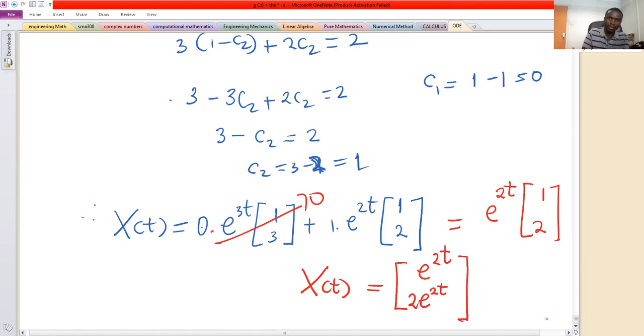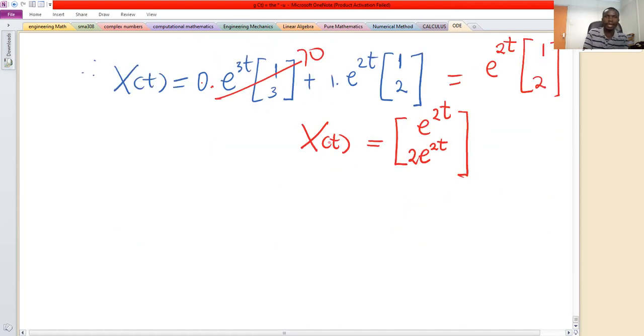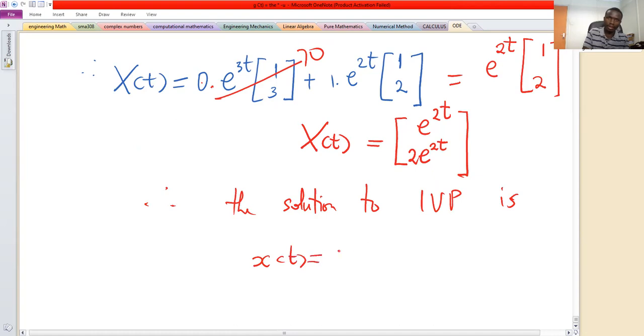And remember, in our notation, when we write x of t given by this, the first row is the function, the second row is the derivative of the function. So therefore, the solution to the initial value problem is x of t is given by e raised to the power 2t. What you have here is the derivative of the solution to that problem. Thank you.